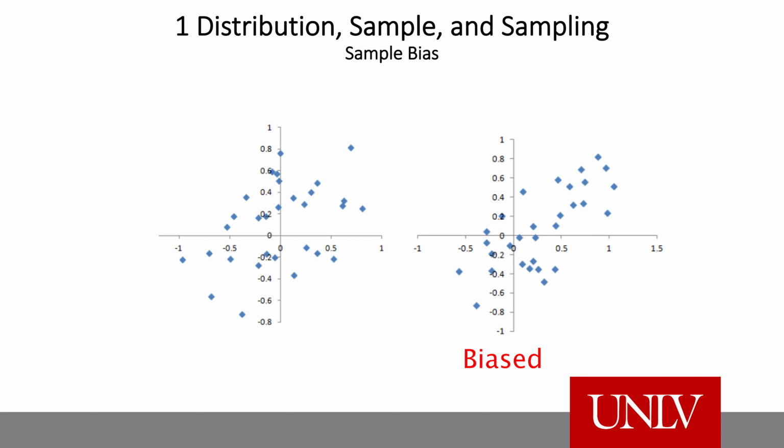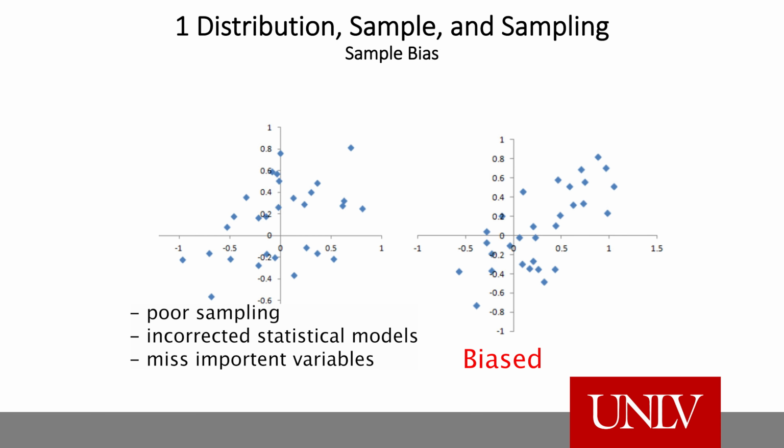Bias can be obvious or hidden when results consistently differ from known values or reasonable expectations. This is often a sign of bias. Common causes include poor sampling methods, incorrect statistical models, or leaving out important variables. Identifying and reducing bias is essential for producing reliable and trustworthy statistical conclusions.